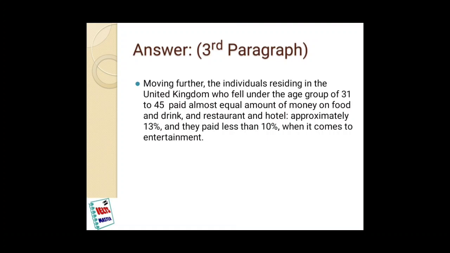And what did this age group do? This age group spent an equal amount of their money on food and drink and restaurant and hotel, because that's what we can notice in the graph, and spent less than 10% on entertainment, because you can just see in the graph and feel that they are the age group who tried spending within a certain amount and percentage of money, because their expenditure starts within the range of 7% and ends at around 13%.